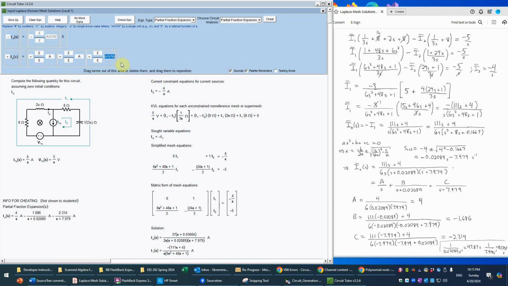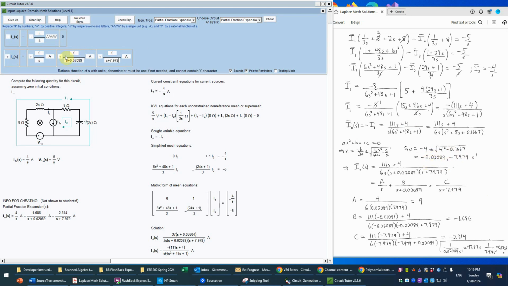And then let's work out the actual values. In fact, we already know the denominator here is going to be s. And the denominator here is going to be s plus the 0.02089. And then this one is going to be s plus 7.979. And by the way, we already know, because these roots are negative real numbers, that this system is going to be overdamped. So its natural response here is going to be decaying exponentials. We can anticipate that already just from these values.